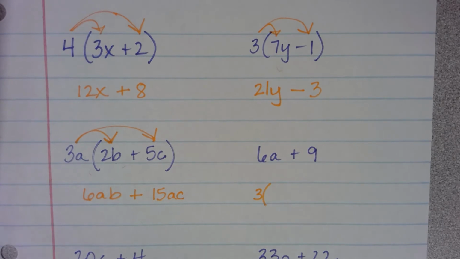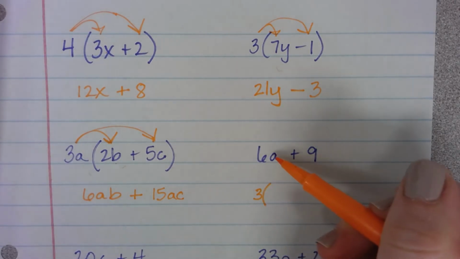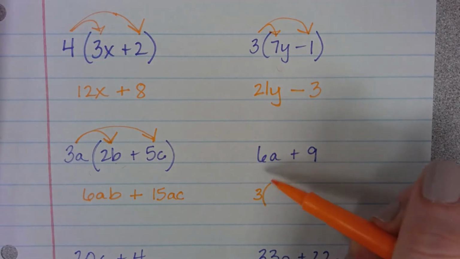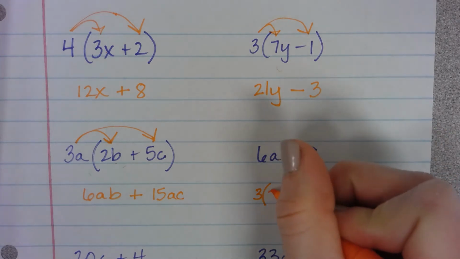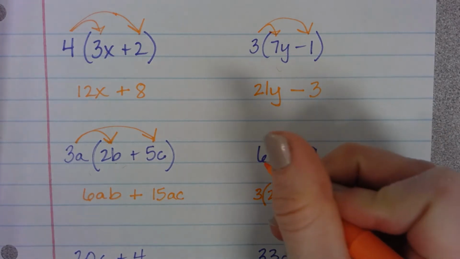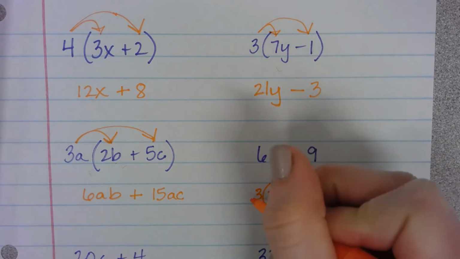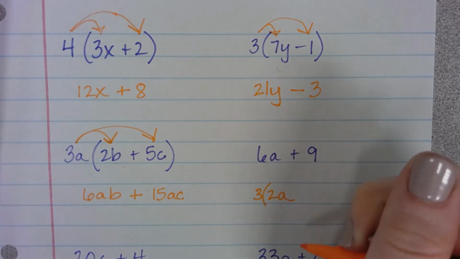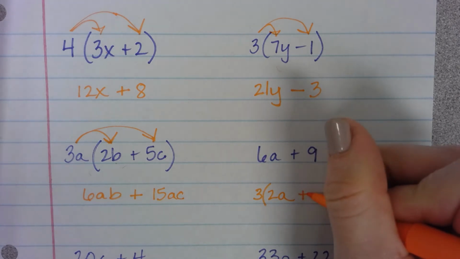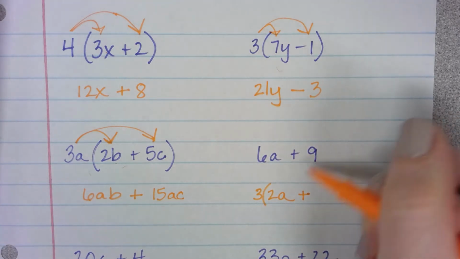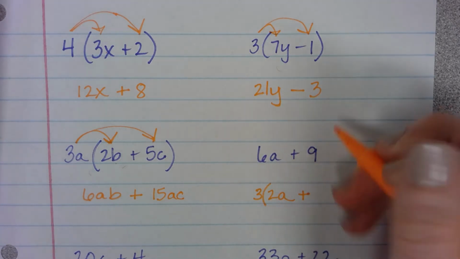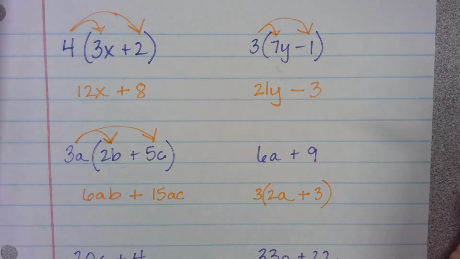So when I pull 3 out of 6a, that means I'm dividing 6a by 3. So I'm left with 2a. Okay, so 6 divided by 3 is 2. I don't know what A is, so I have to keep it as A. So 3 times 2A would be 6A. And then I'm going to carry my symbol down, and I'm going to pull 3 out of 9. So 9 divided by 3 gives me 3, and this would be my factored expression.